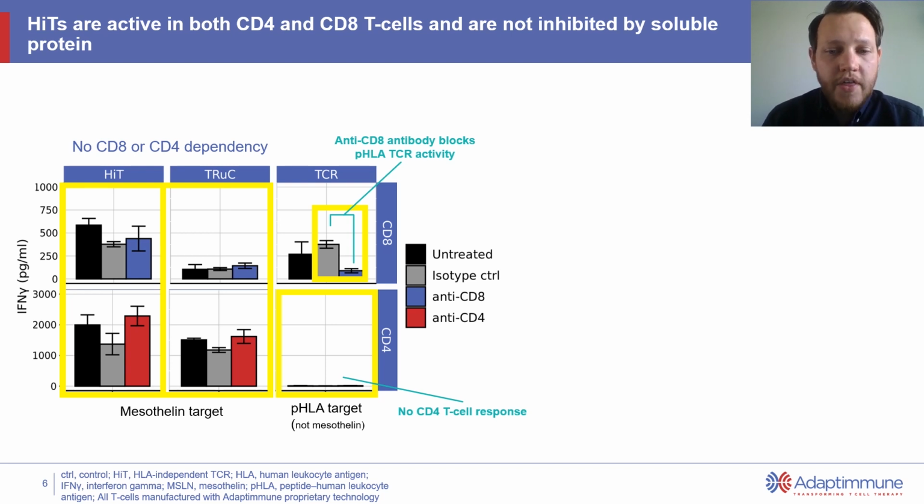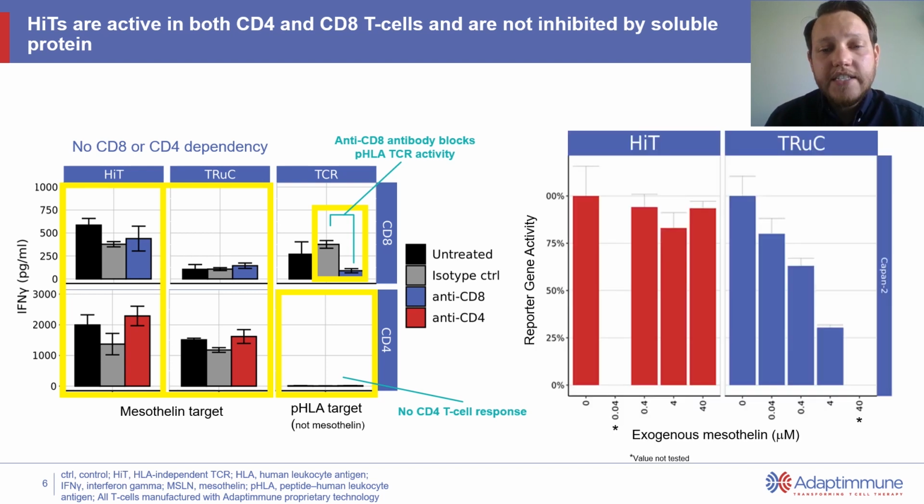CAR T and similar therapies, which rely on high-affinity antibodies, have been shown to be neutralized by soluble target protein. The assay on the right demonstrates that our TRuC T cells are inhibited by increasing levels of free mesothelin, but our HIT is not neutralized. This is an important feature because many cancer-associated cell surface proteins such as mesothelin are both membrane-bound and secreted.